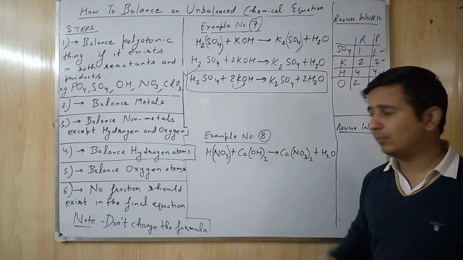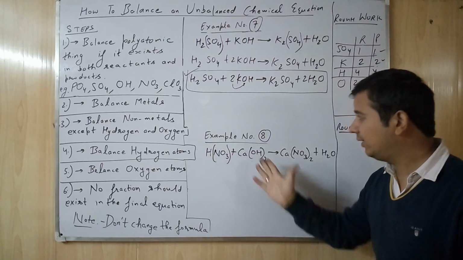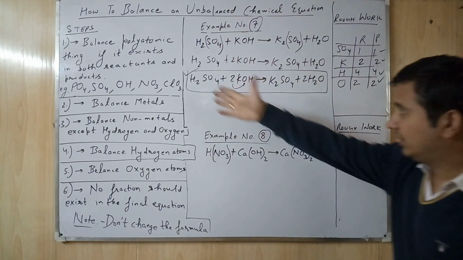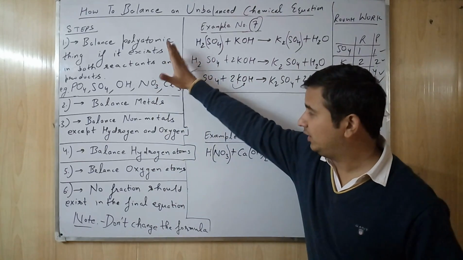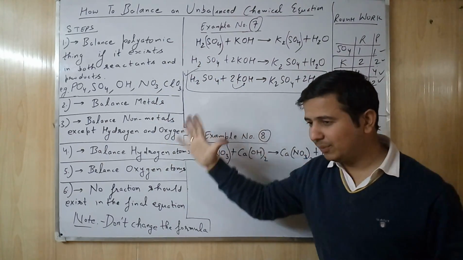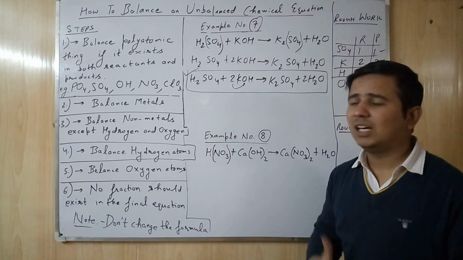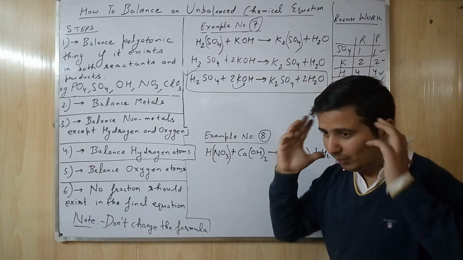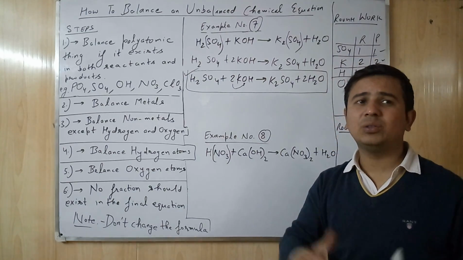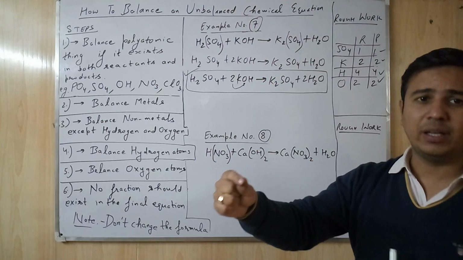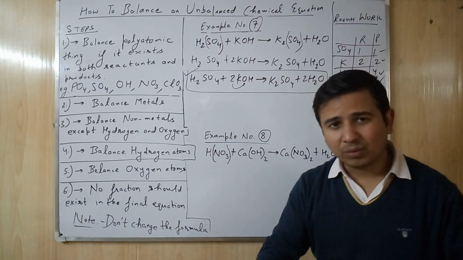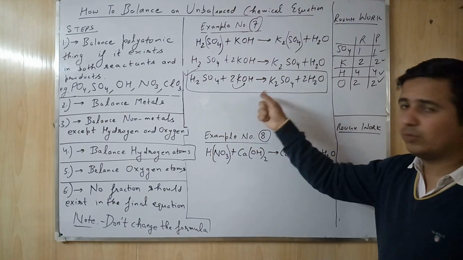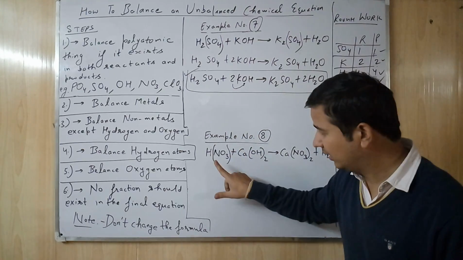Now move to example number 2 for this lecture and overall example number 8. Again, the same rules. These rules should be in your brain, please cram them and practice a lot so that you don't have to think about the rules; your subconscious mind will tell you rule number 1, rule number 2: polyatomic things, then metals and non-metals, then hydrogen, oxygen, and then no fraction should exist. Here no fraction was there. So let's move to the next example.